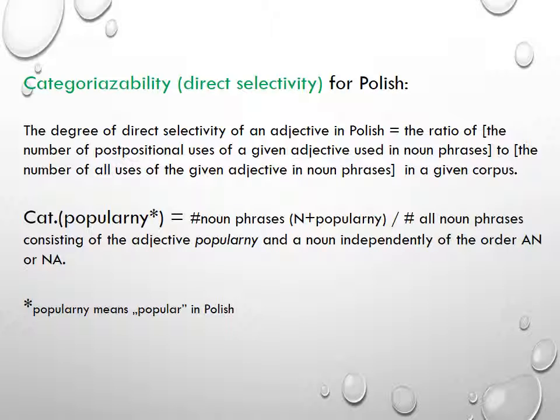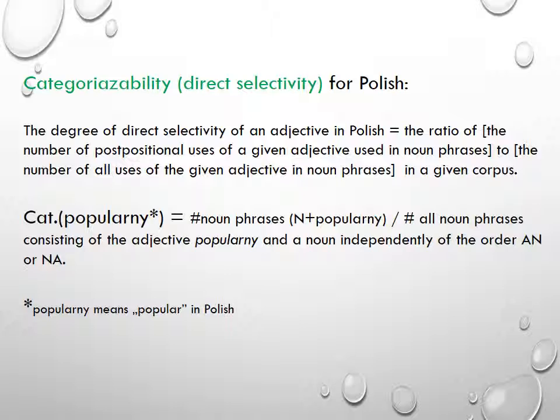Another example, defining the degree of direct selectivity, or being categorizing, that is. In this video, I shall define it for Polish language because a much more intuitive operationalization of that concept can be suggested for Polish than for English, and the purpose of this presentation is to illustrate the methodology and not to solve a specific issue. For proposals of operationalization of categorizability in English, check Stephanie Wolf, mentioned in the bibliography in the final slide.